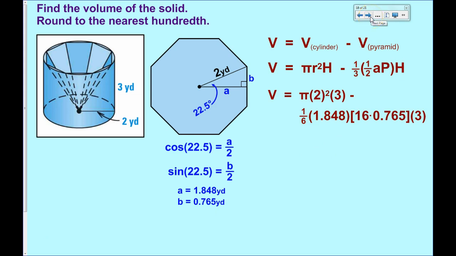Your calculator can do the work from there, and we are asked to round to the nearest hundredth. So it's 26.39, and then we throw a label on there, cubic yards, because we're dealing in volume.